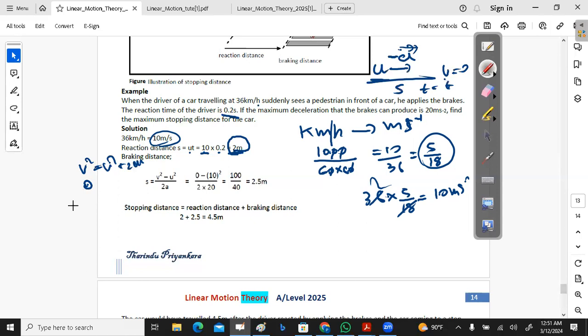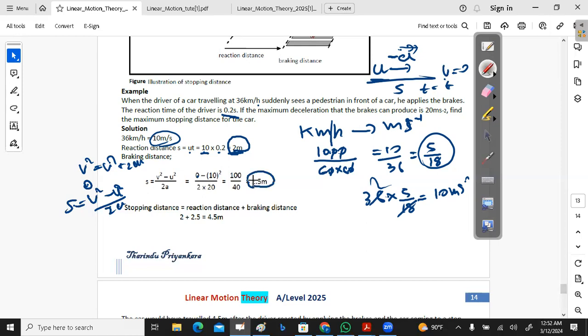So s, when you make s the subject, becomes v squared minus u squared divided by 2a. That is 0 minus u squared over 2 times the acceleration, 20. 20 means the acceleration here, right? So what is it? You can find it out. It is only 2.5 meters.